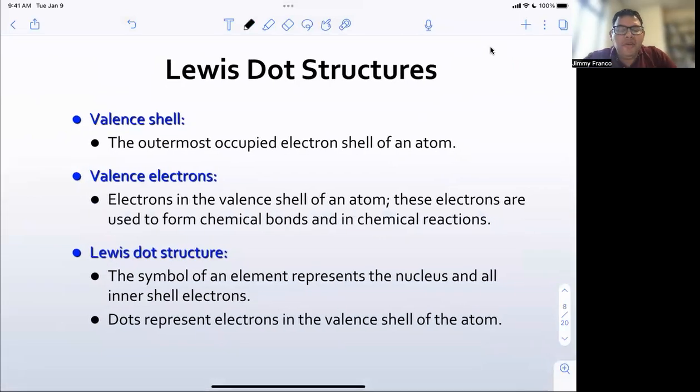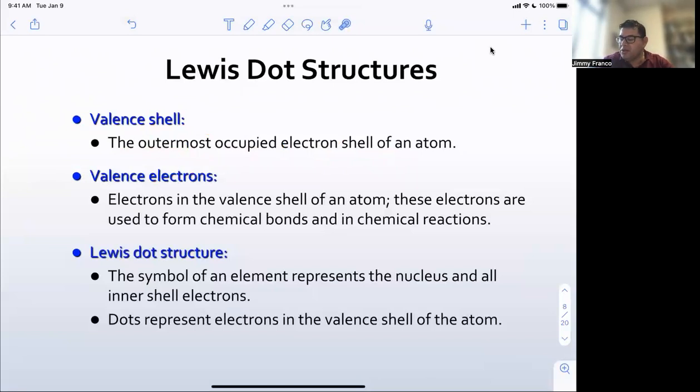What I just gave you an example of is Lewis dot structures. Lewis dot structures tell us what an atom looks like. What we care about are the outermost shells, so this is our valence electrons. We just talked about our valence electrons, and they're in our valence shell. The valence shell is just the outermost occupied electron shell, and the valence electrons are specifically those electrons in that valence shell.